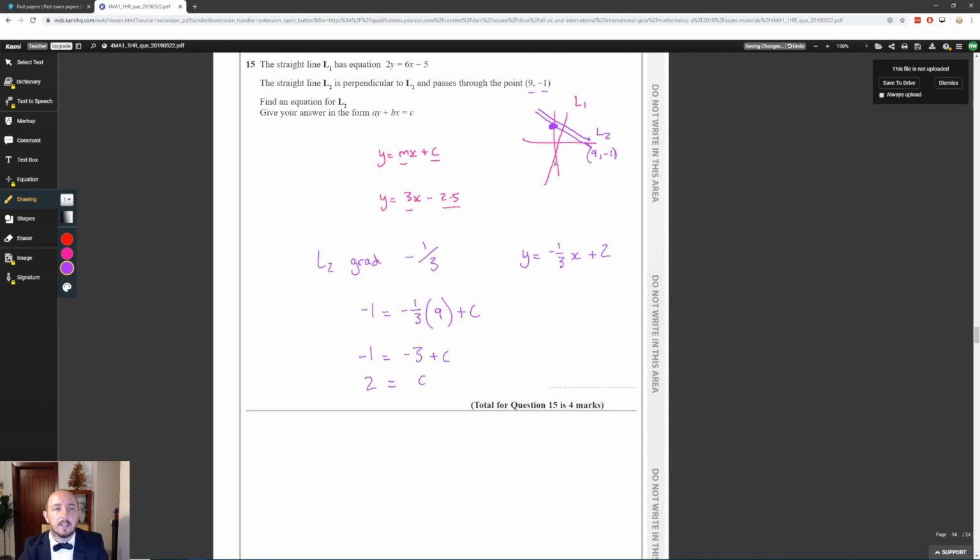It asks for the answer in the form of ay plus bx equals c, and it doesn't say whether they have to be integers or not, so we just have to put this as y plus a third x equals 2 to get it into that form there.